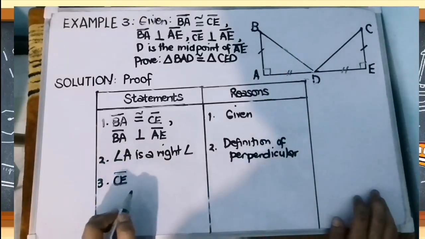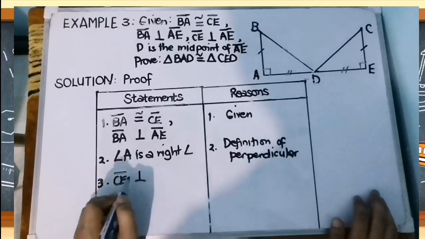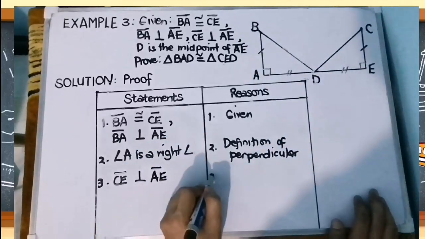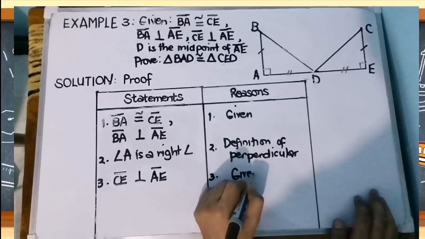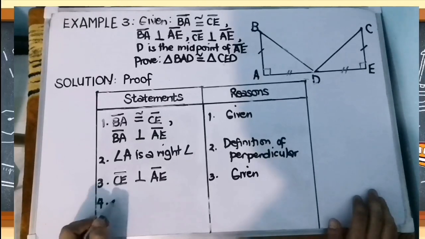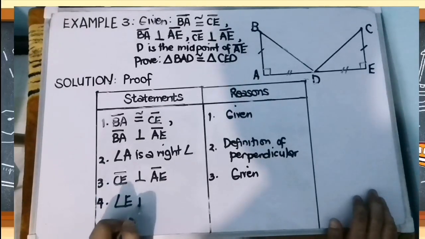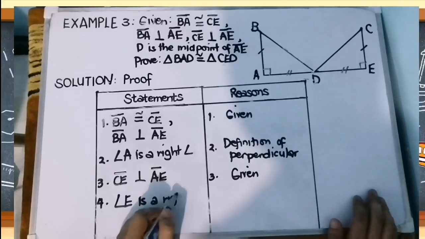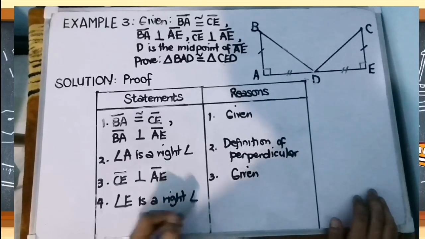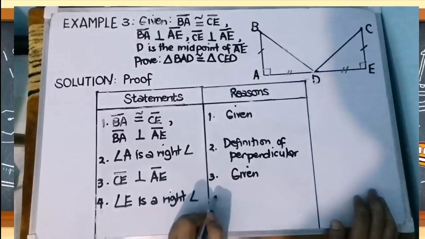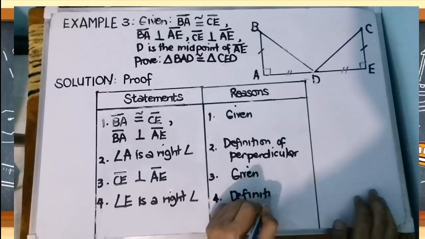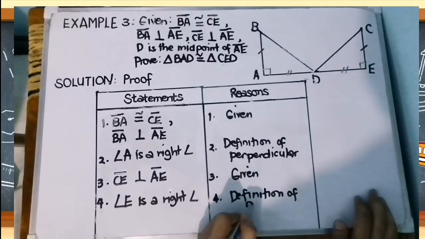Segment CE is perpendicular with segment AE. And that is also our given. And then from this statement, we can make statement number 4 that angle E is a right angle. So same with the reason for statements 1 and 2, our reason is definition of perpendicular.